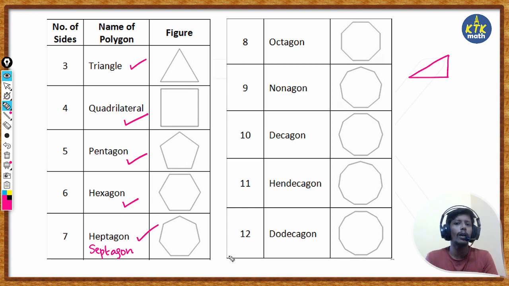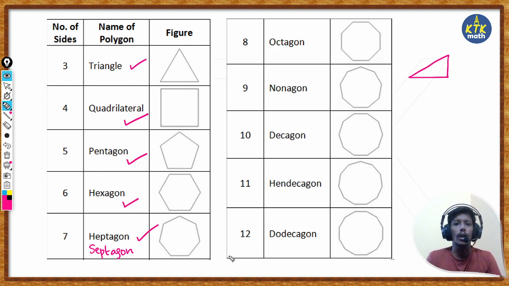will be given with respect to diagrams. Some questions, instead of giving a diagram, will give you names. For example, if they ask to find the sum of all interior angles of an octagon, you must know the octagon has 8 sides. So you must be clear about the number of sides as well as the respective names correctly. Is it clear now? Have a look at this. If you want, you can pause the video and make a note of all these shapes and their number of sides.